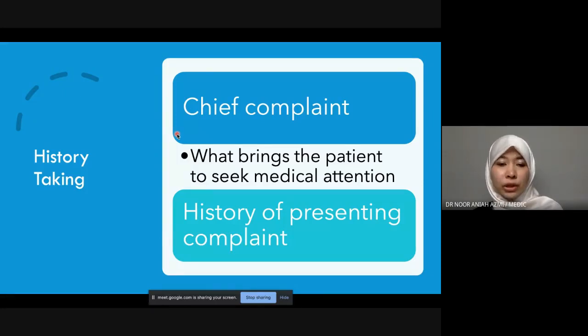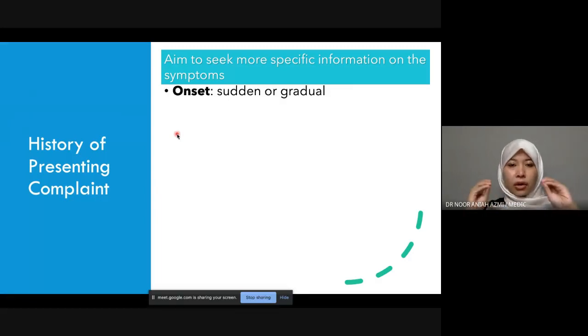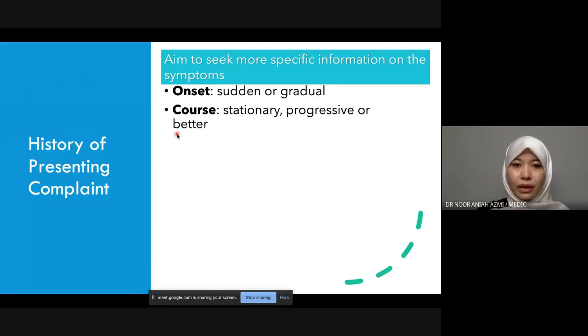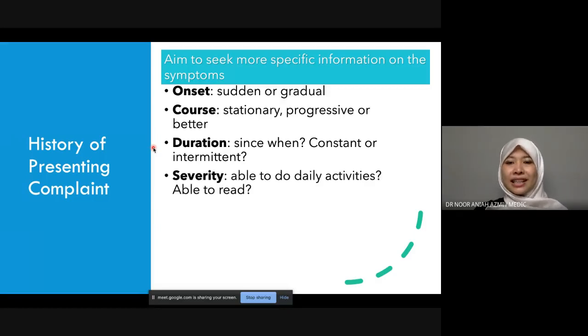Then we focus more on the history of presenting illness. So what do we want to ask during the history of presenting illness? Before you get more information about the chief complaint, like the headache just now, we ask about the onset, whether it's gradual or sudden, and then the cause, and the duration, since when, whether it is constant or intermittent. Especially for visual complaints, I also like to know how severe it is.